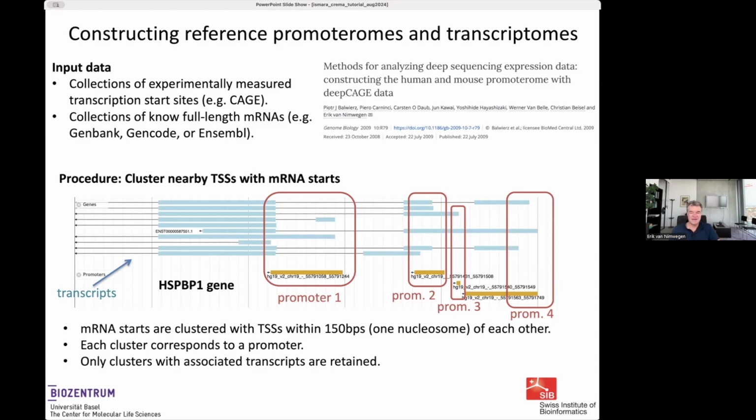All right. So at the end of the day, we have a set of transcripts, and we have a set of promoters, and for each promoter on the genome, we have a list of all the transcripts that start from this promoter.